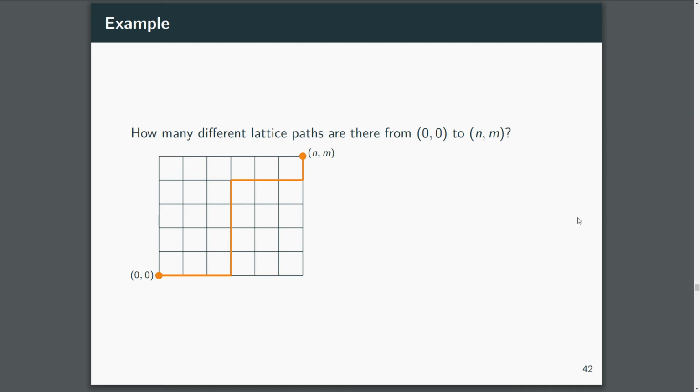Another thing we can look at is lattice paths. So we start at 0, 0, and we want to get to n, m. We can move up by 1 value, or move to the right by 1 value. So we start with one path to 0, 0. So there is one path to 1, 0 and 0, 1.